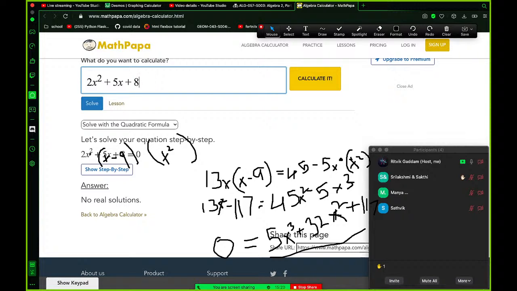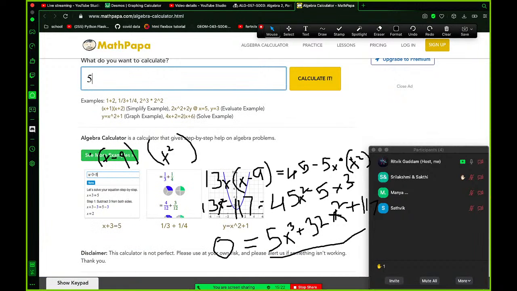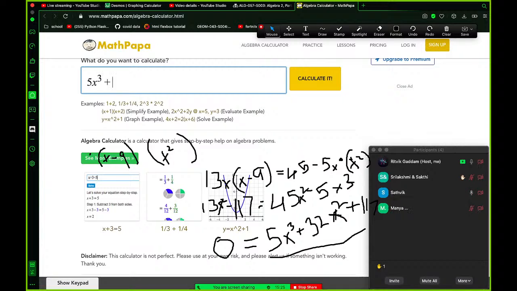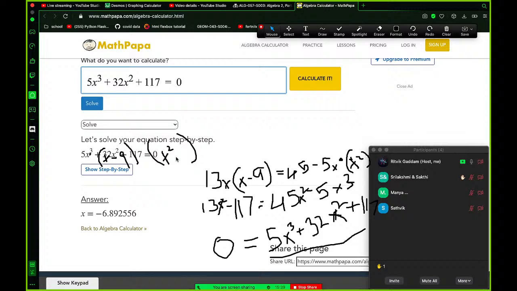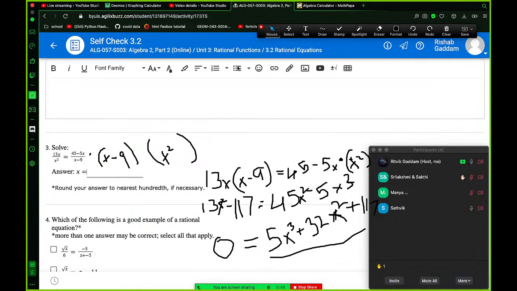Well, okay. 5x cubed. Plus 9? Well, let's figure it out. Might be. Okay, there are no like terms. Okay, it has to be equal to 0. It's negative 6.8. It's actually negative 6.9 or 89, whichever. Okay, nearest 100. Yeah, that's the answer.